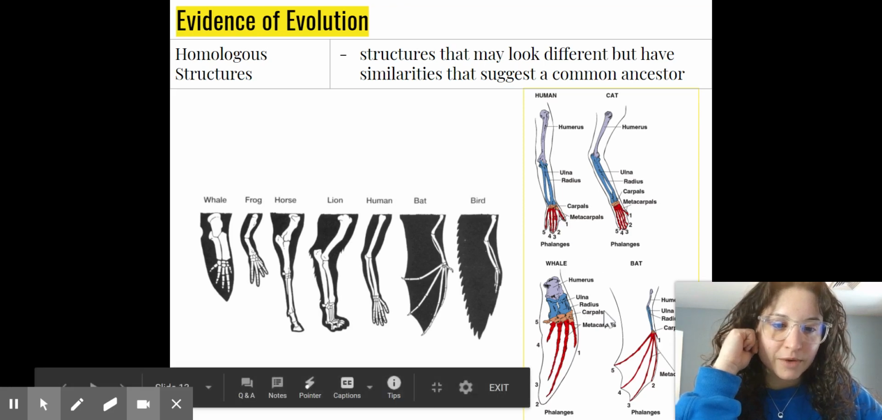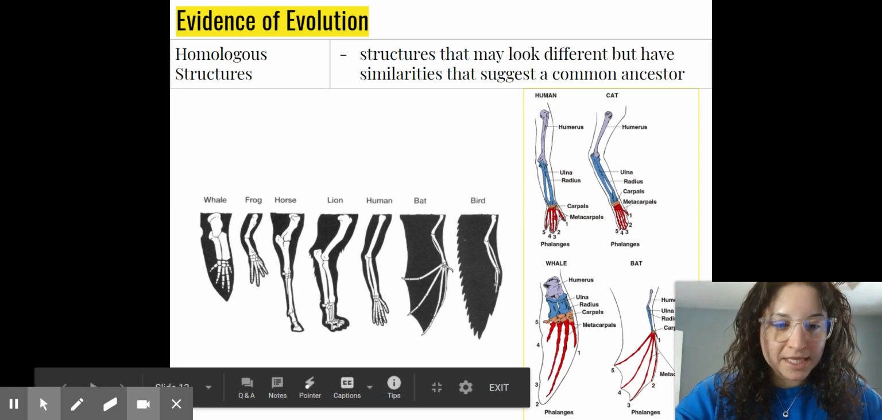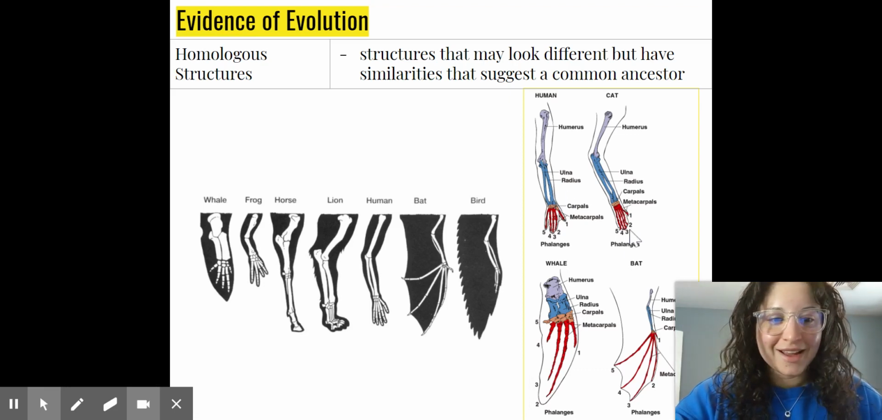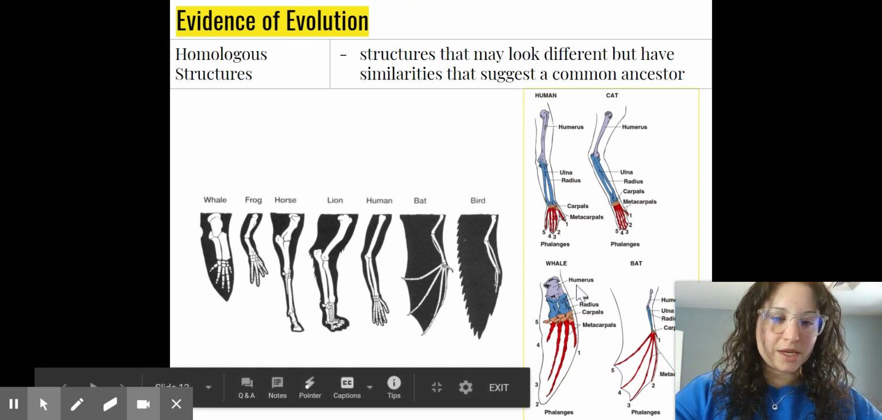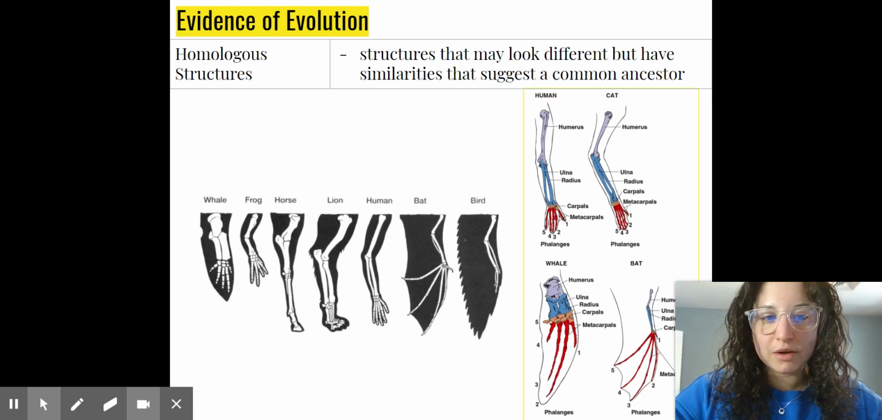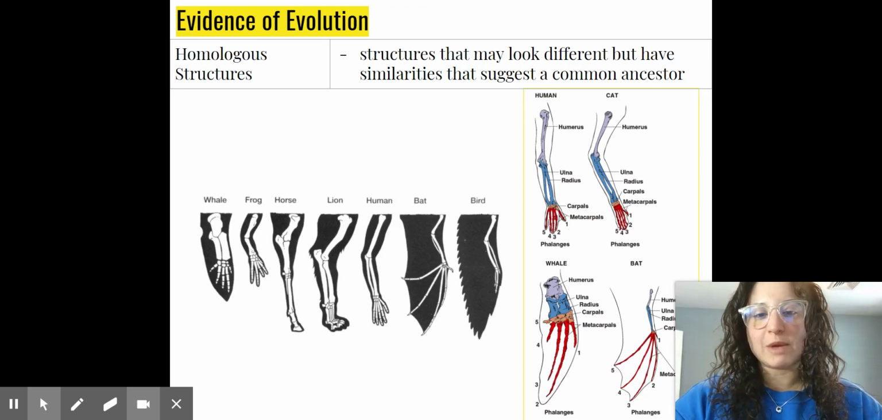After that, you have your radius and ulna, which are the two bones in your forearm. And so again, you see that in the bat, the whale, the cat, and the human. And finally, we all have a humerus bone, your funny bone, which is the bone in your upper arm up here. And again, you see it 1, 2, 3, and 4. So even though all of these structures look different in these different organisms, the bone structure is very, very similar. It's the same type of bone in the same format. There just might be some slightly different shapes.